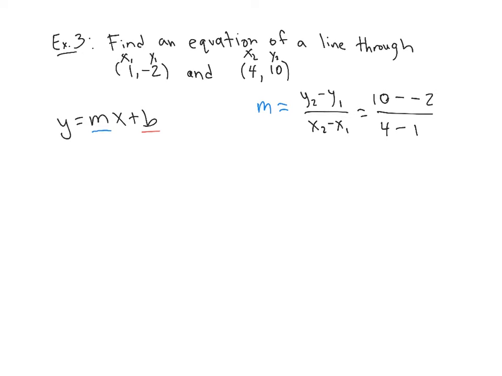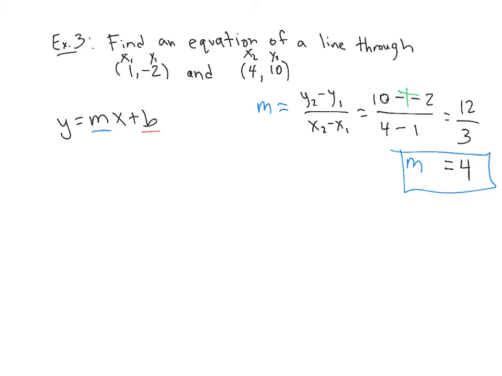So I have 10 subtract negative 2. And again, we just covered that. If you subtract a negative, that turns to a plus. So 10 plus 2 makes 12. 4 subtract 1 makes 3. And 12 divided by 3 makes 4. So I know my slope is going to be 4.